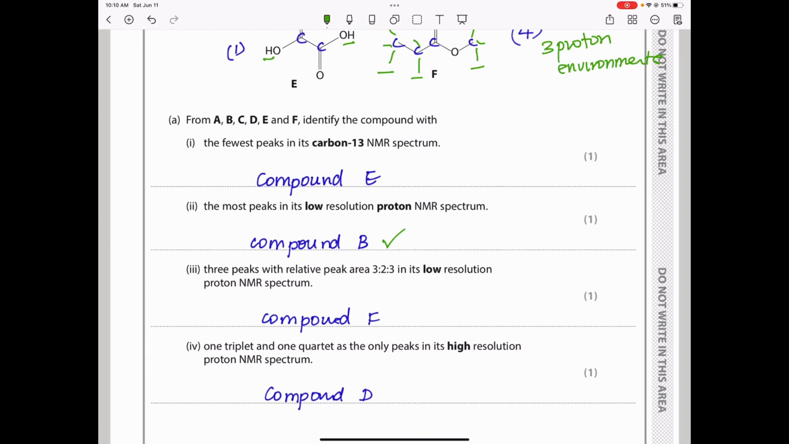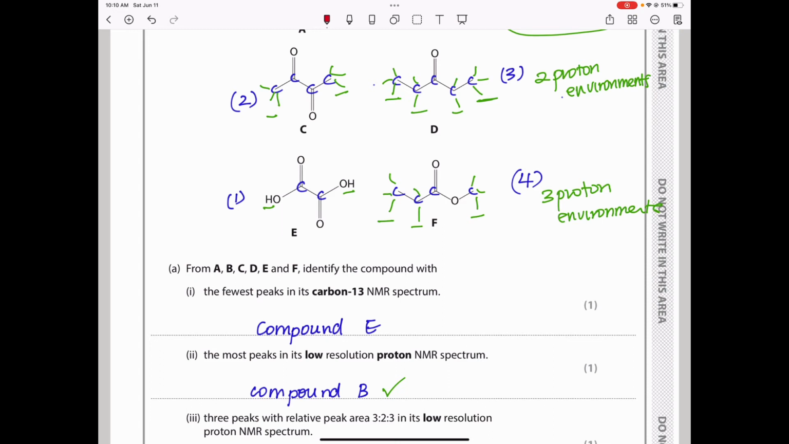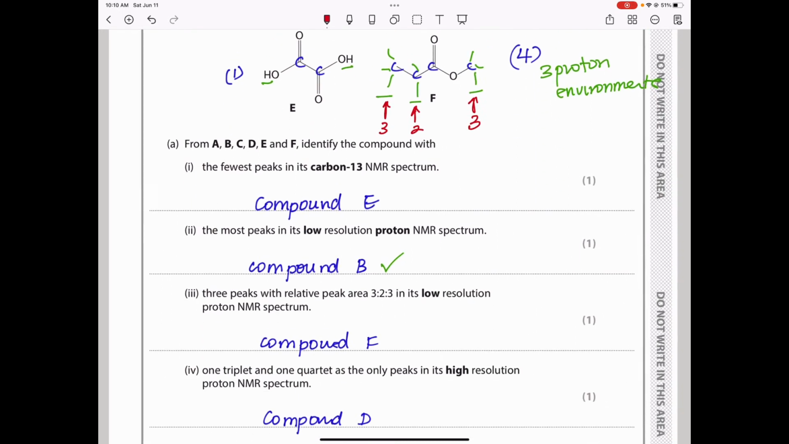So the next part says 3 peaks with relative peak area 3 to 2 to 1 in low resolution proton NMR. Let me use another color. Low resolution. So they want us to find a 3 to 2 to 1. Of course, it's this one. You can see there are 3 peaks here, there are 2 peaks here, and there are 3 peaks here. So it's going to be compound F.